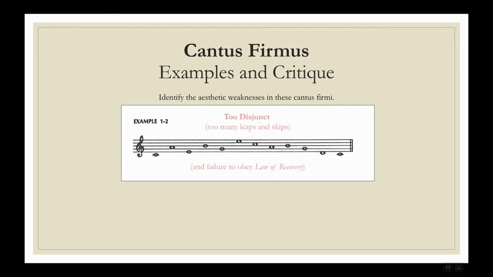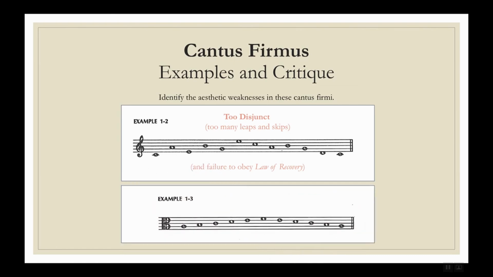Why? Too disjunct. There's too many leaps and skips, and the failure to obey the law of recovery, which we will review again on a later screen. But remember, if you're going to leap up a big interval, here they're leaping a sixth, they should counter it by a step in the opposite direction. Okay, how about this next melody?